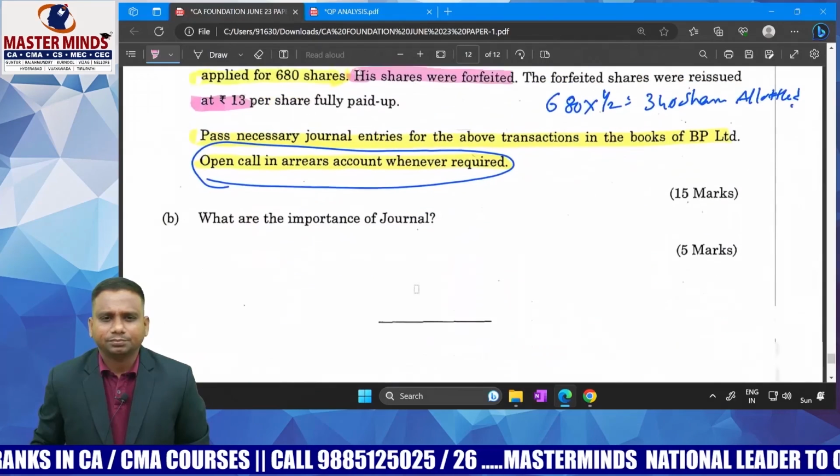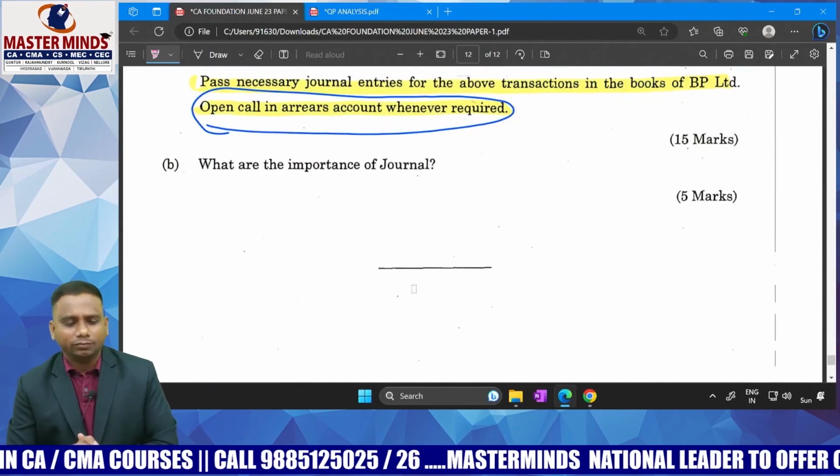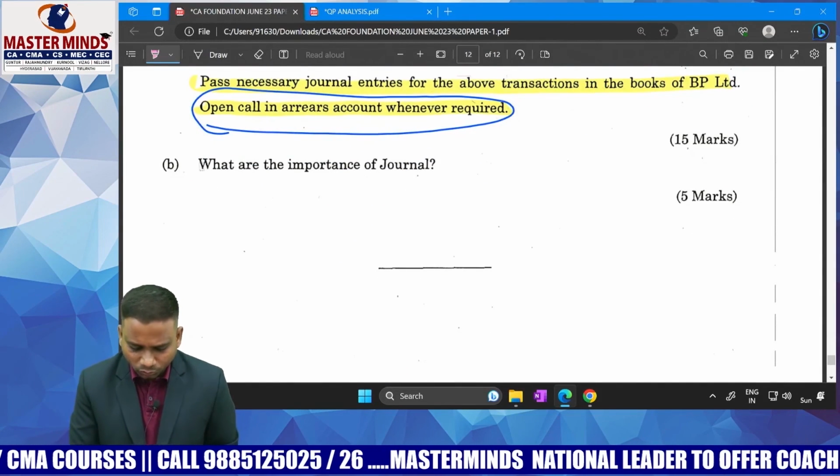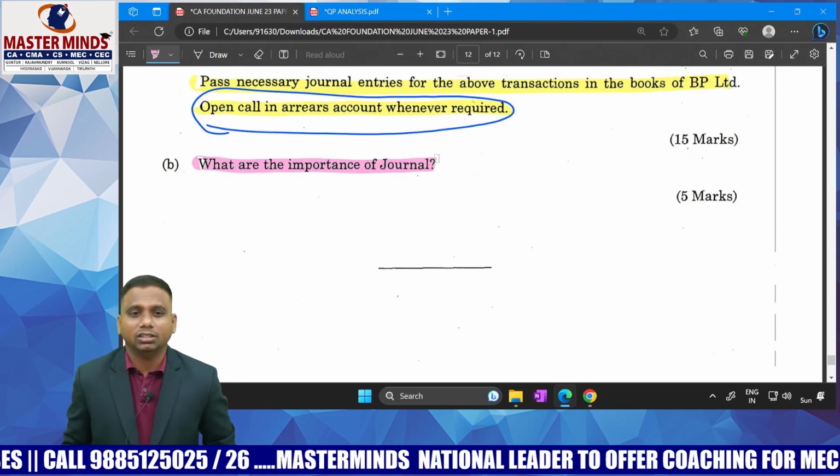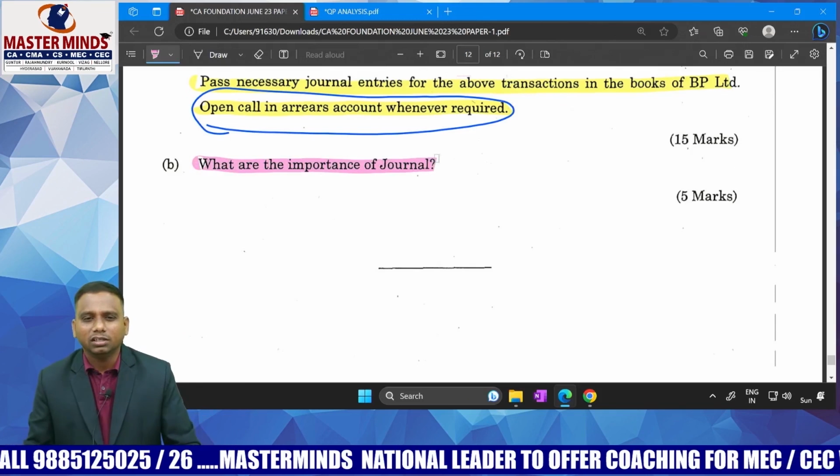Next, what is the importance of journal? It's a purely theory question. You can easily answer this question because you are perfect in journal. So just write down the importance.